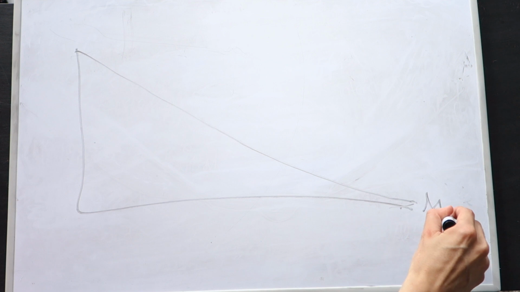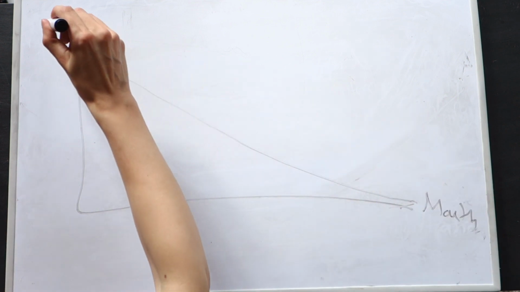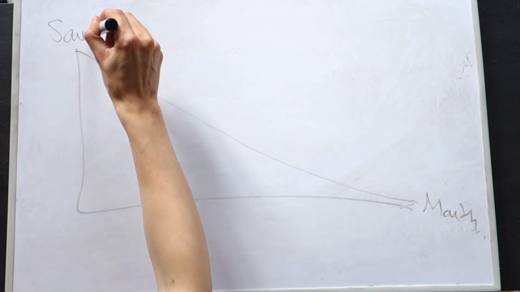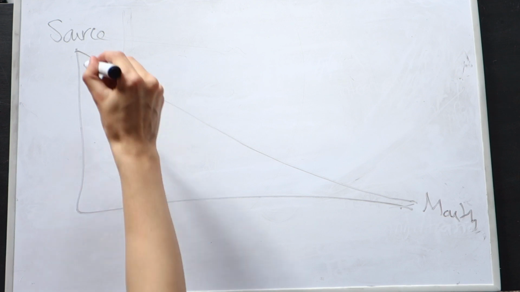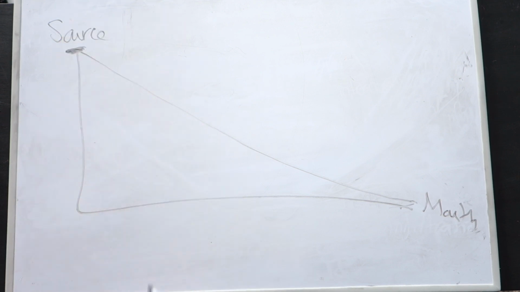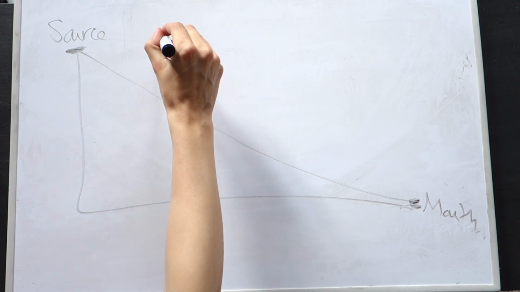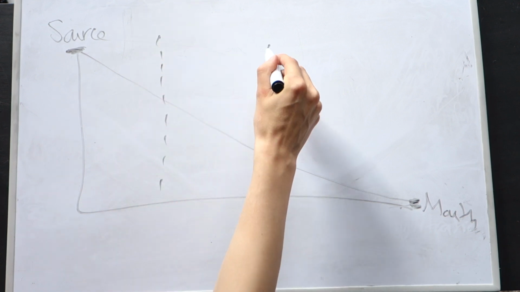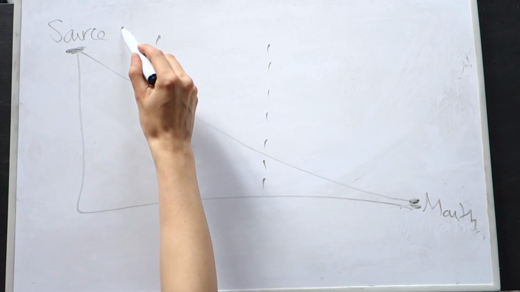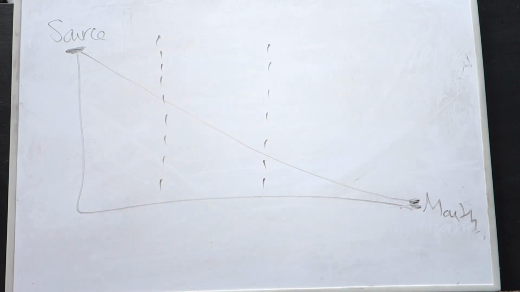The mouth is where the river enters the sea. The source is the start of the river. The source is high above sea level. The mouth is at sea level. We can divide the river up into three sections: the upper course, the middle course and the lower course.